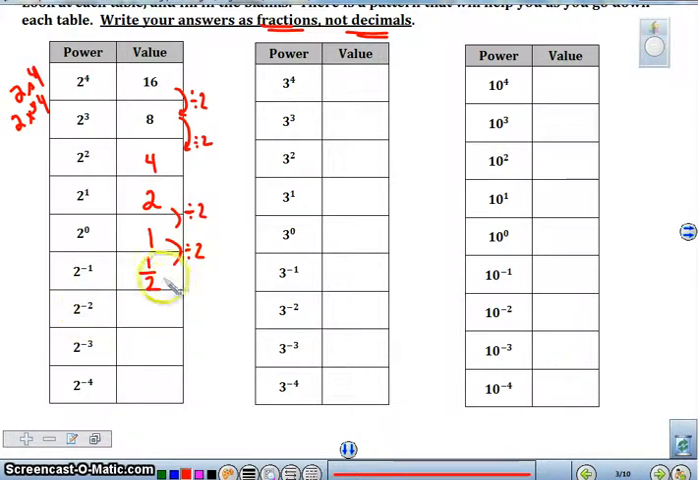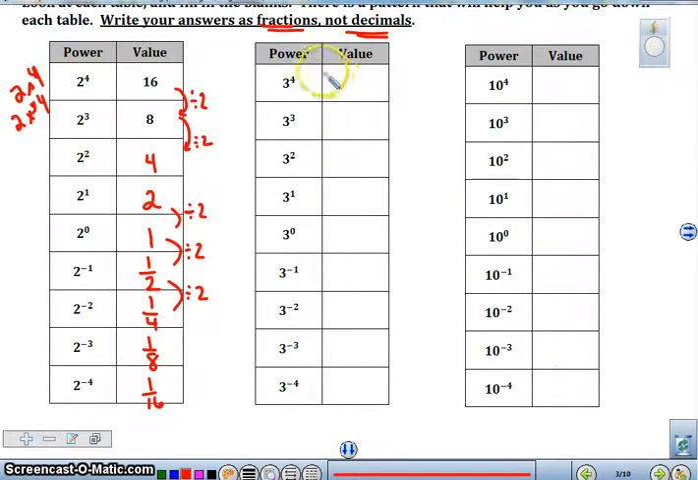This next one, again, we're going to divide it by 2. 1/2 divided by 2 comes out to be 1/4. This one is going to be 1/8. And then our last one is going to be 1/16. What I would like for you to do is try this next column.